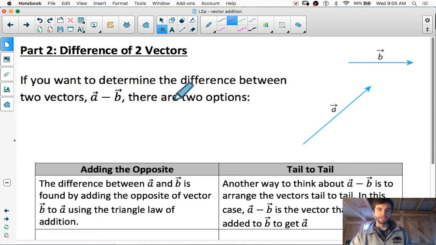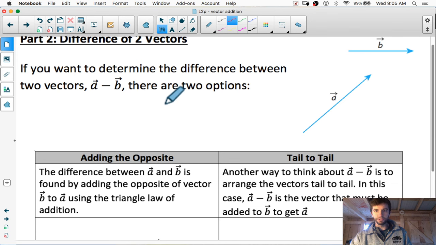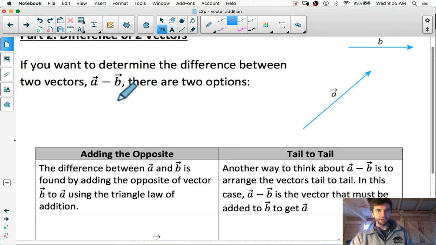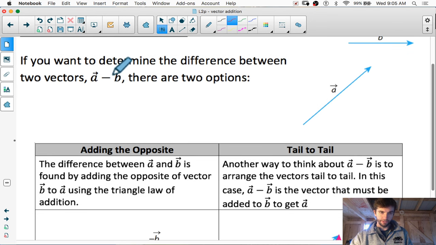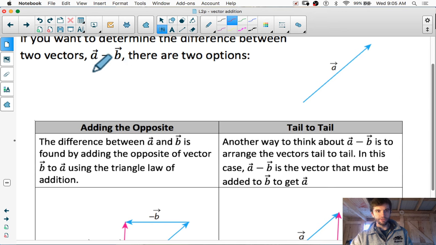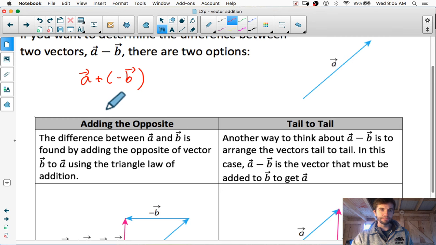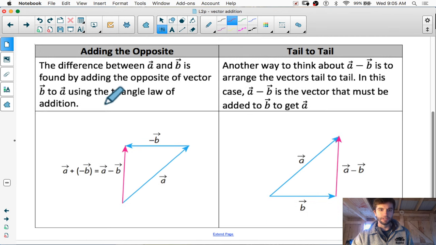How do we subtract two vectors? Well, there's a couple options. The first option, which probably will make the most sense to you, is called adding opposites. So let's say we want to do vector A minus B. Well, we could think of that as A plus negative B, right? Adding a negative is the same as subtracting. And negative B would have the exact same magnitude as B, just be in the opposite direction.